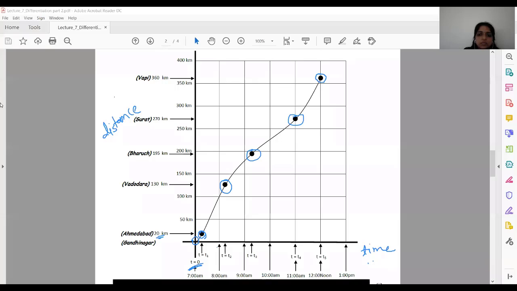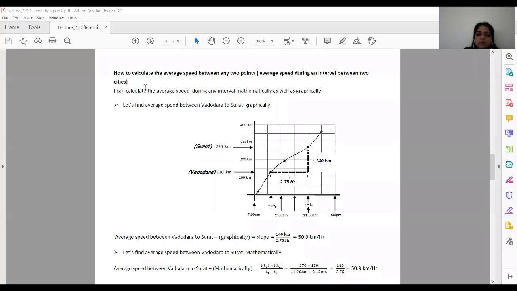Now, with the help of this, we calculate the average speed. We calculate the average speed between any 2 points, the average speed during an interval between any 2 points, or we can say between any two cities. So I can calculate the average speed during any interval mathematically as well as graphically. Let's find the average speed between Vadodara and Surat graphically. Okay, this is the example.